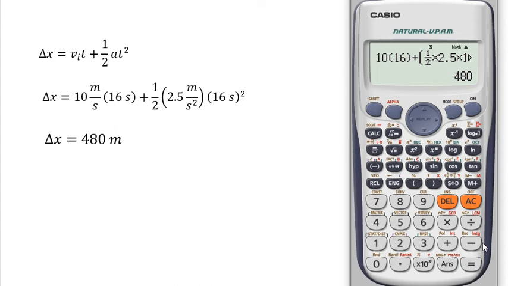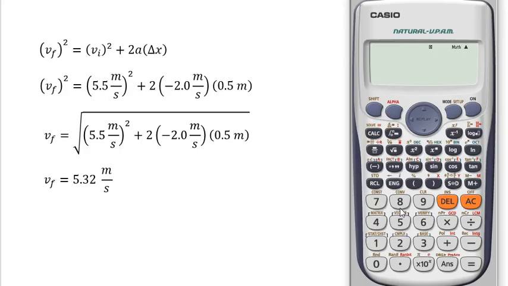Okay. So even though in the calculator you are able to input them in one line, you still have to show your solution. This is just a manner for you to double check your answer. What I mean is you still have to show what 10 times 16 is, which should be 160. What is 1/2 times 2.5 times 16 squared in your solution. Okay.